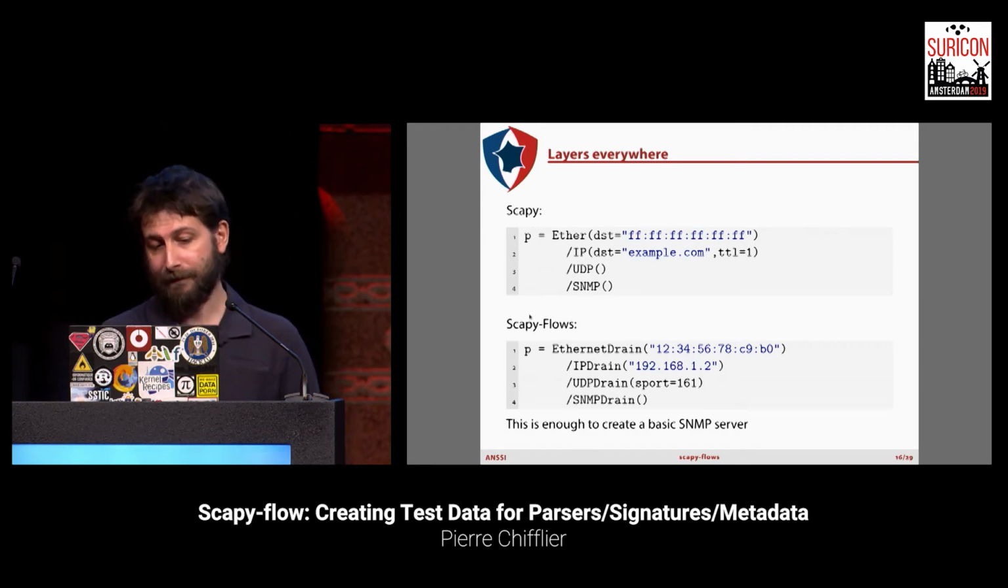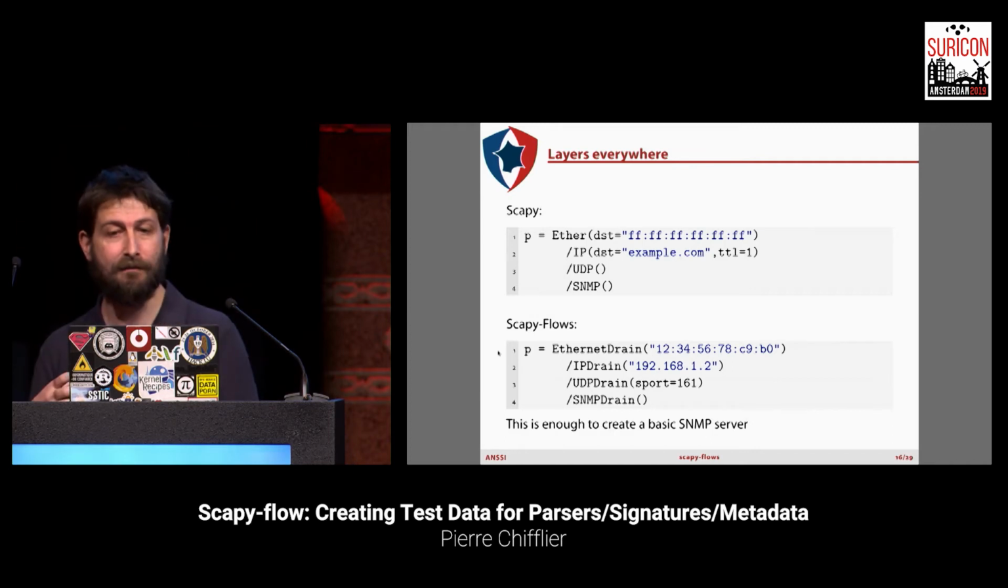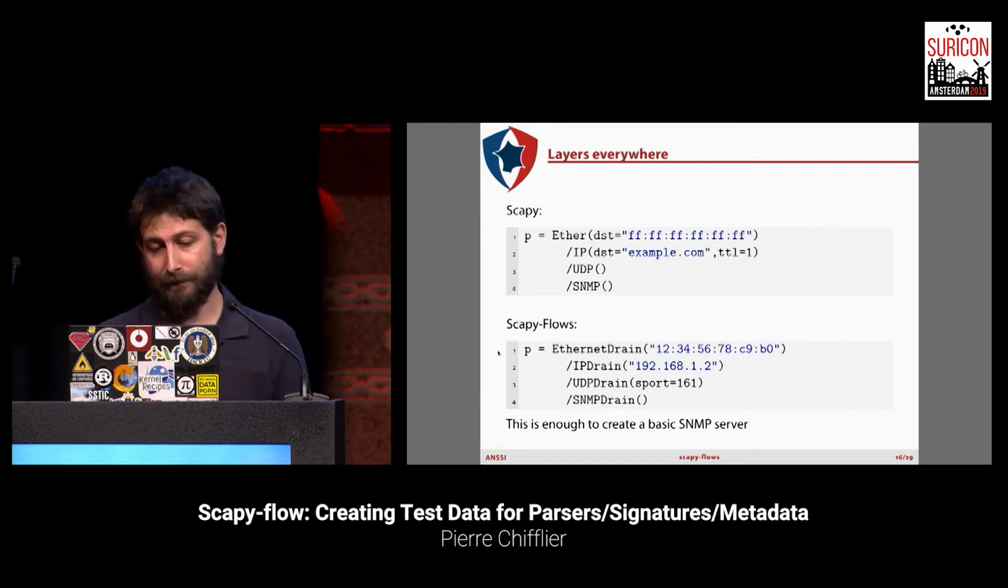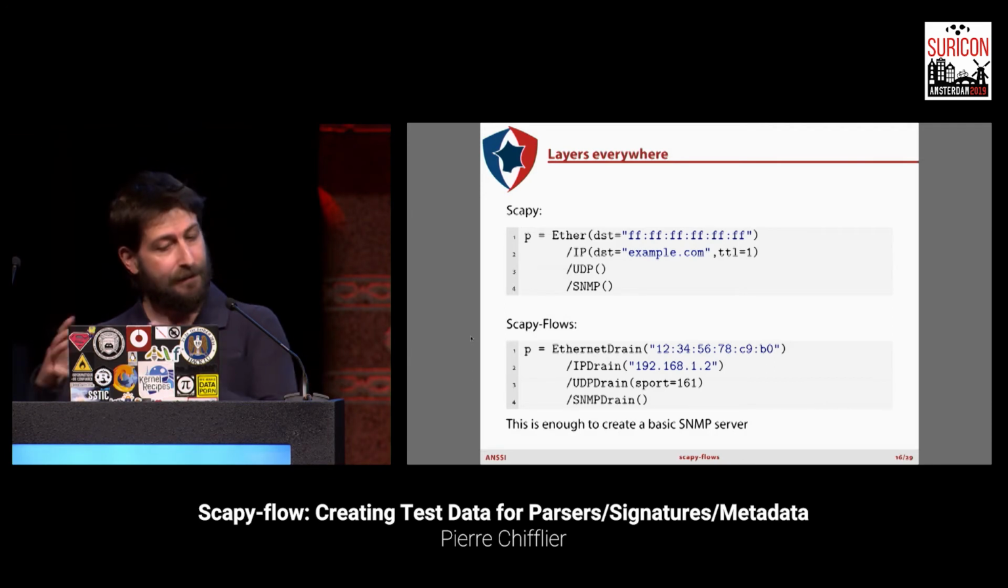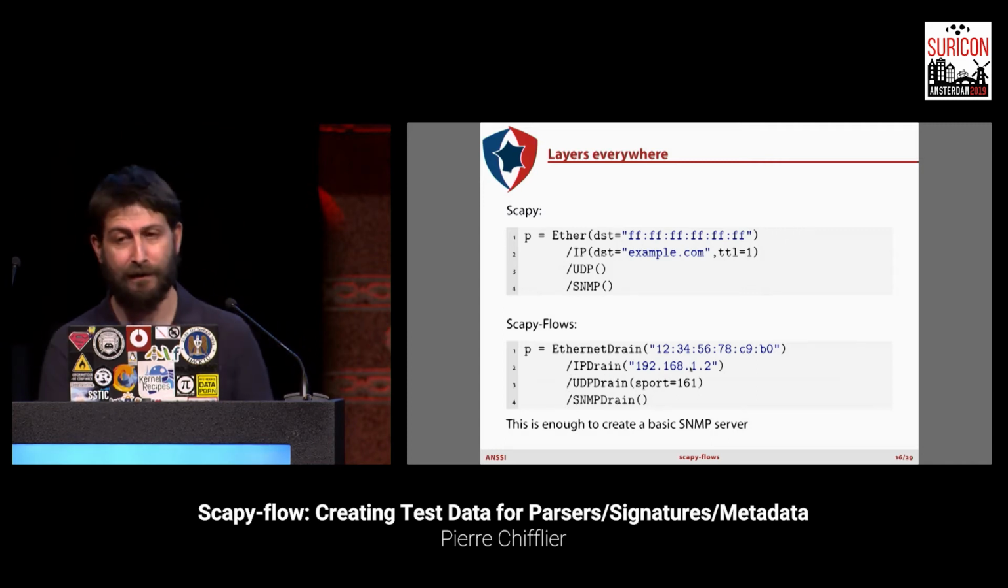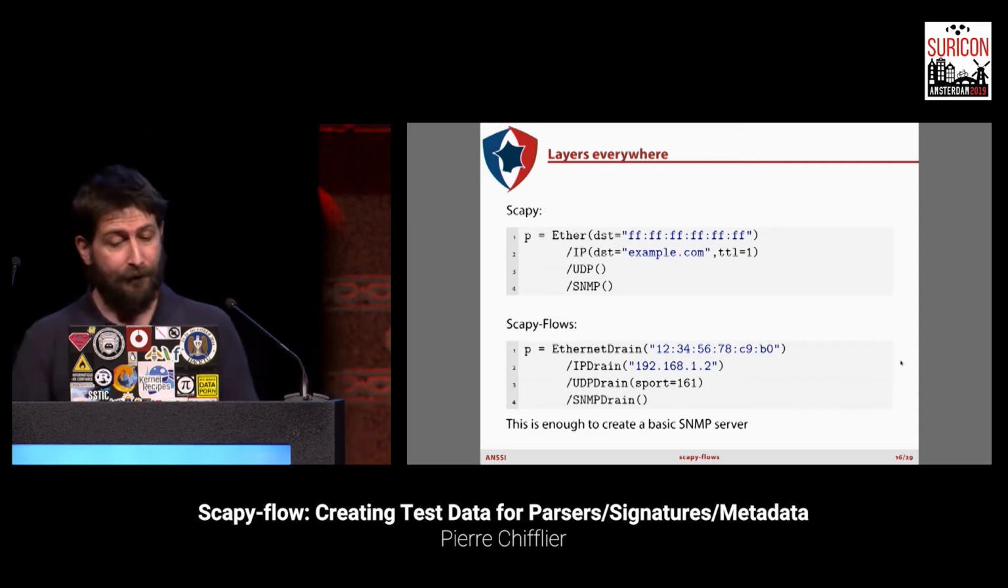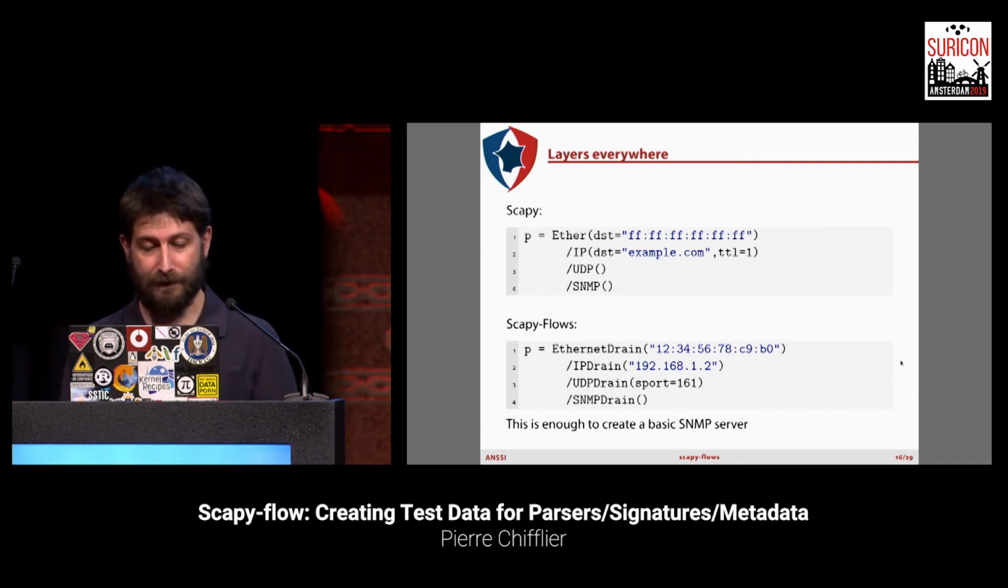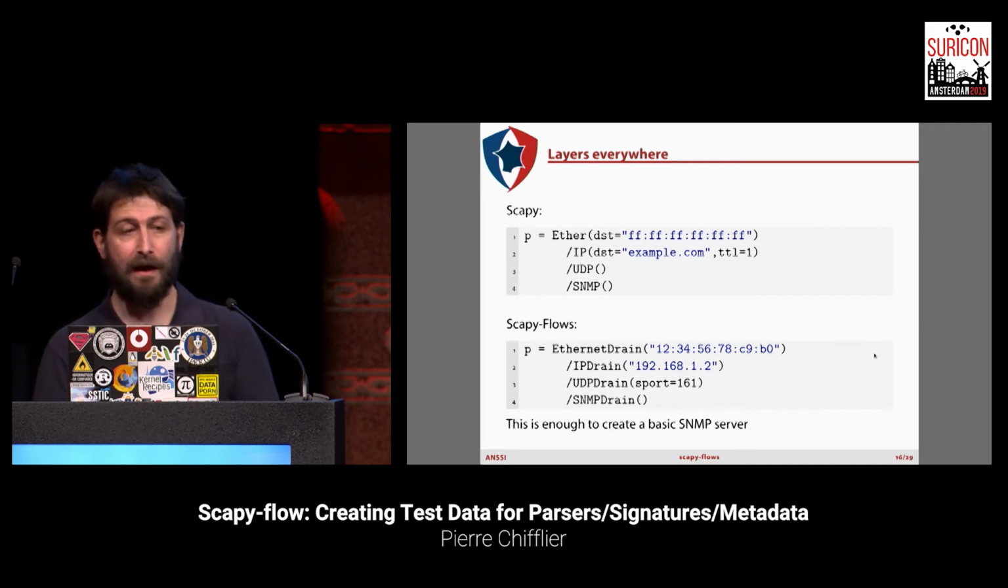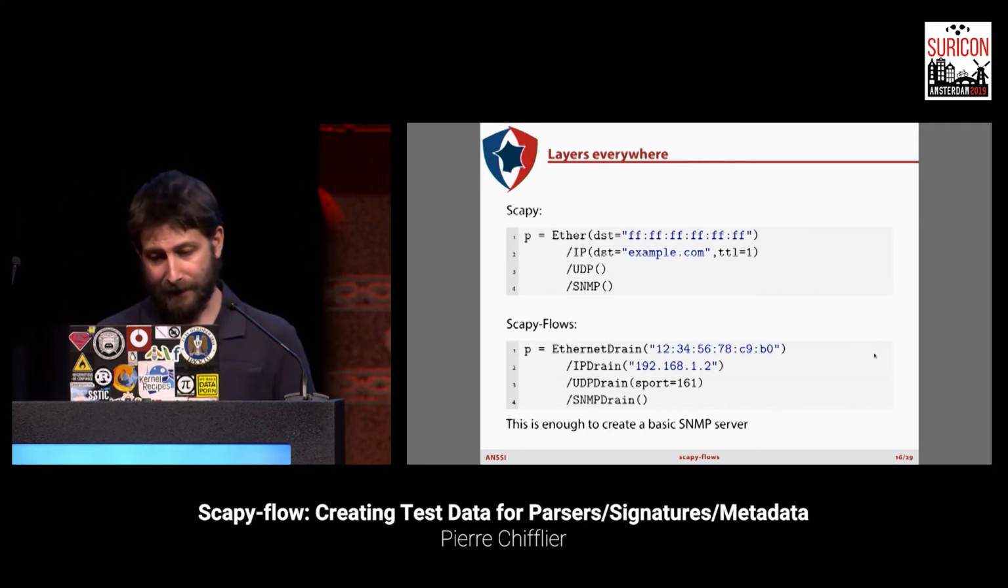What I created, Scapy-flows, is the very same addition of layers that you can create just by using the slash operator. So you just stack objects one on top of the other, and then you can do whatever you want. So if you want to create, for example, a TCP SNMP server, you just replace that object by a TCP drain, and that's all you have to do. If you need to insert, for example, TLS, you would just insert a new TLS drain between two layers, and you can completely control what will be done. So this actually works, and it's completely enough to create a basic SNMP server.